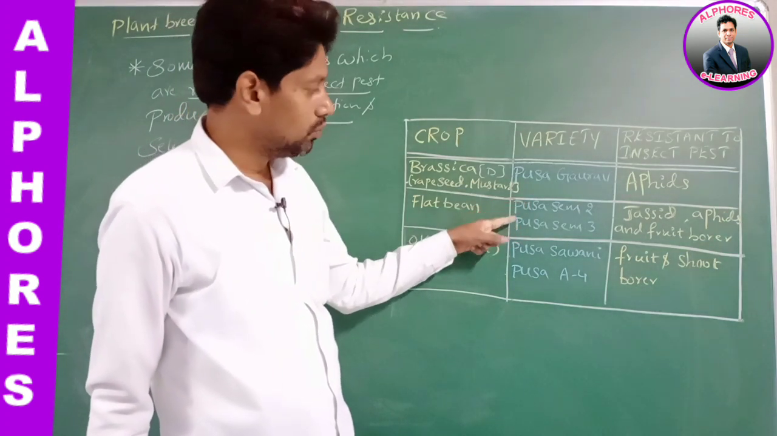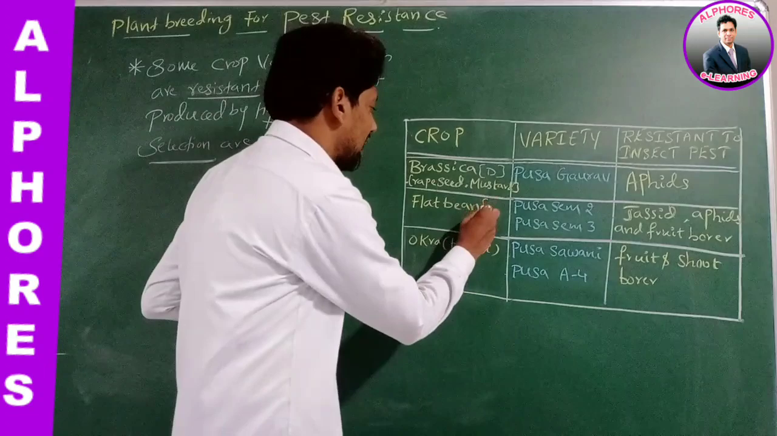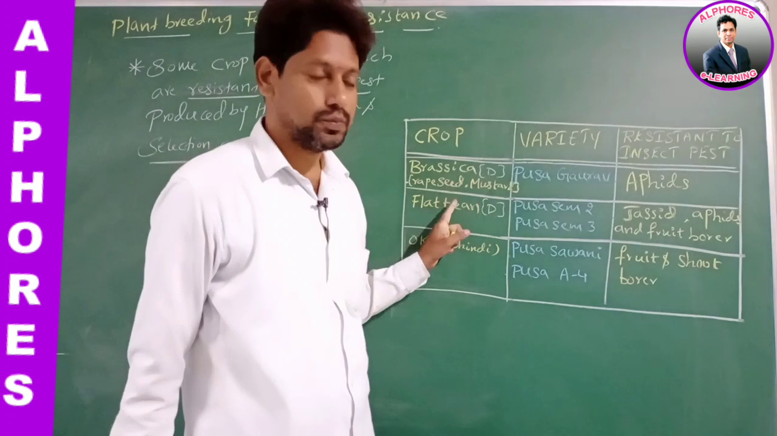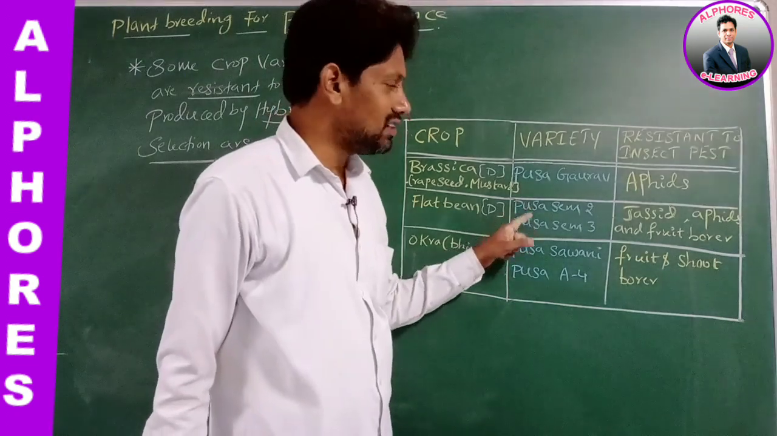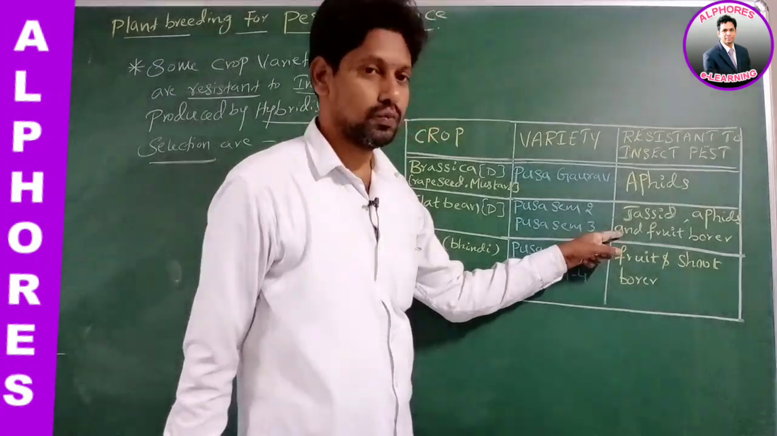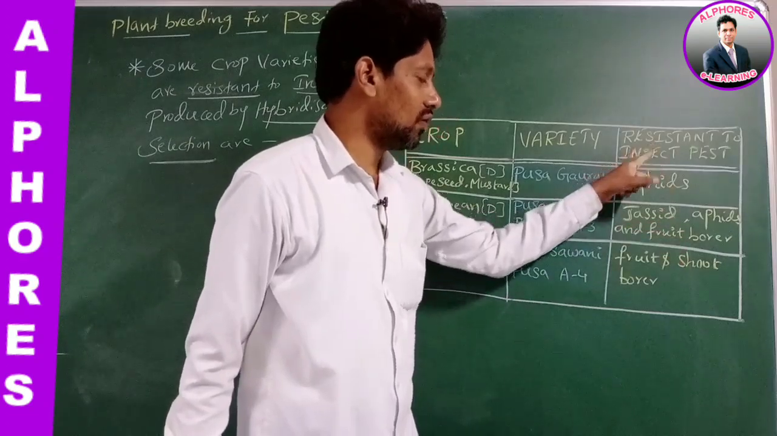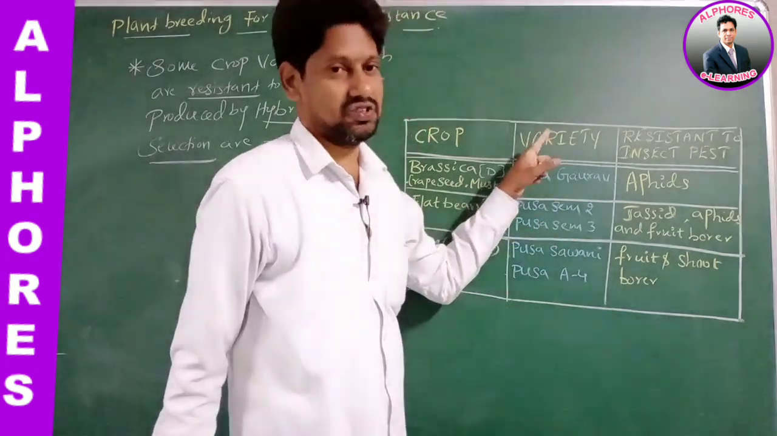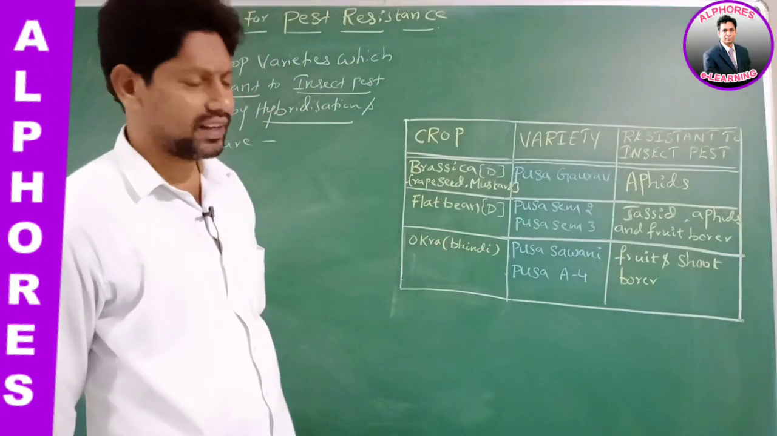Number 2, Pusa Sem 2, Pusa Sem 3. These are two varieties of flat bean. Flat bean is also a dicot, sir. These two varieties are resistant to which pest, sir? Jassid, aphids and fruit borer. All these are what, sir? Pests. To these pests, Sem 2 and Sem 3 are resistant. Is it okay? These are two varieties of what? Flat bean.